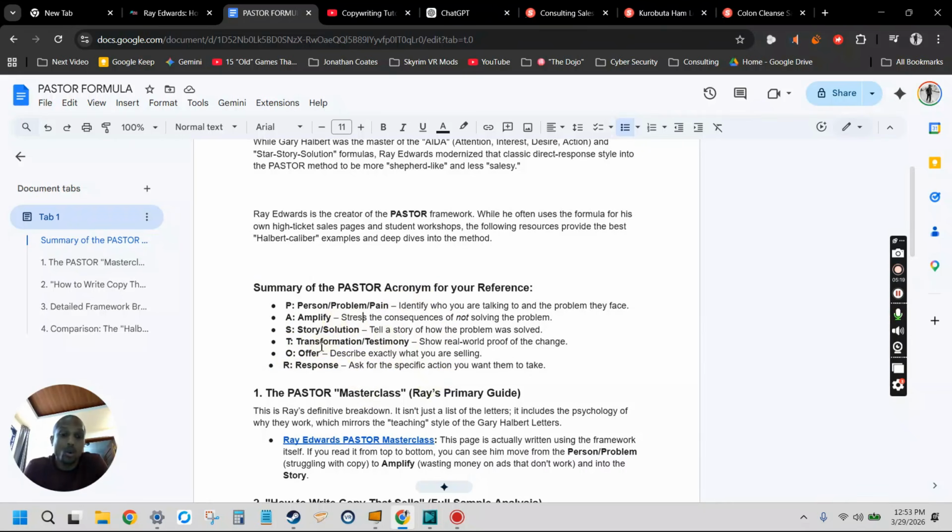So then you get into O, which is offer. You describe exactly what you're selling. Now, as I was saying earlier, you can be indirect with it. While you're telling the story, you describe several different solutions that the person in your story used in order to solve their problem, and one of them was better than the others, et cetera. So it sounds less salesy, like you're trying to sell them something by just giving them one offer, or you can just get into your one offer. It's up to you. And then R is basically your call to action. You want to ask for a specific action that you want them to take.